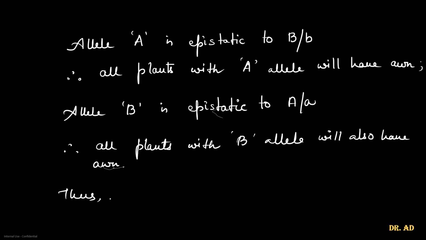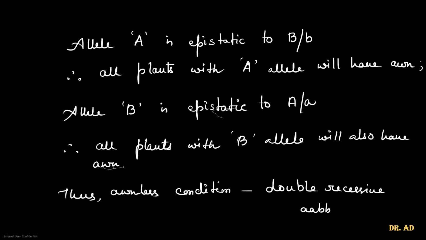Thus, "onless" condition is nothing but a double recessive variety. Double recessive. That is clear? Very easy, no? Okay, then. So we complete our duplicate dominant epistasis here.